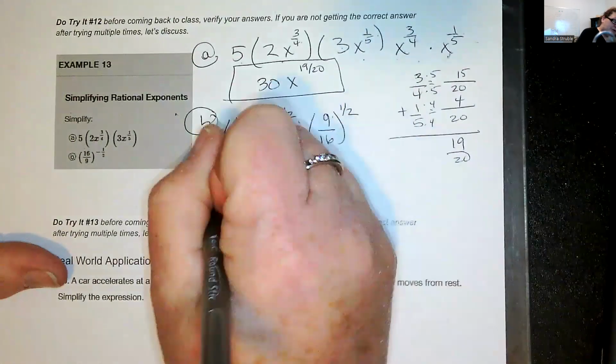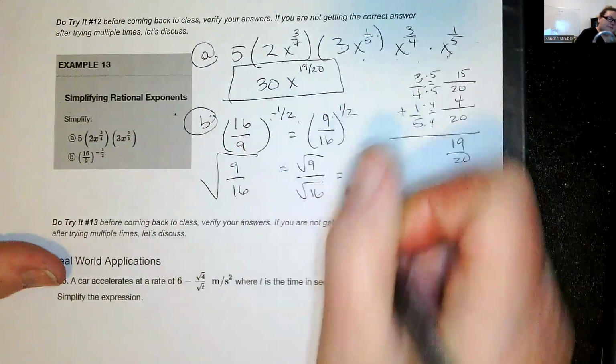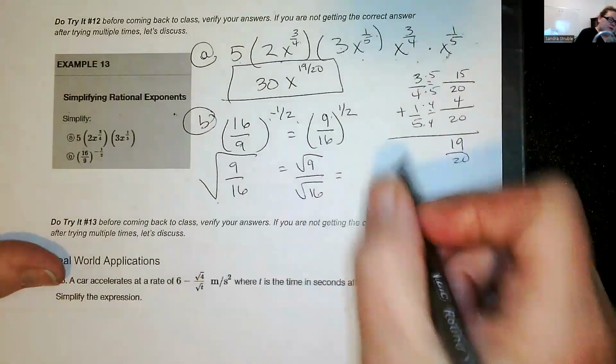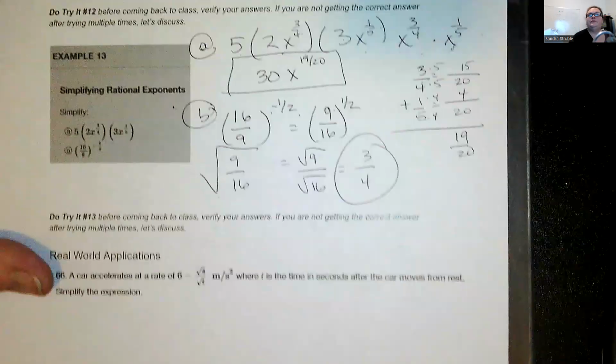Well, actually, it comes out to the square root of 9/16. And I'm going to do it like this instead. Okay. So square root of 9 is 3. Square root of 16 is 4. And that's our final answer.